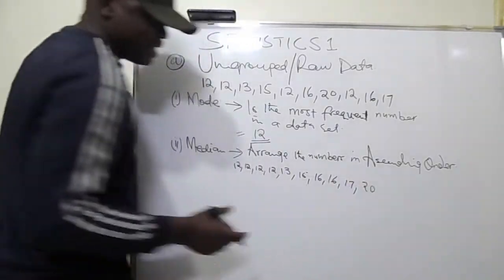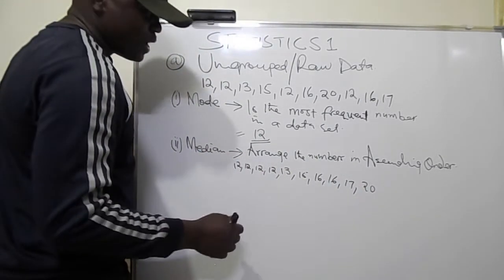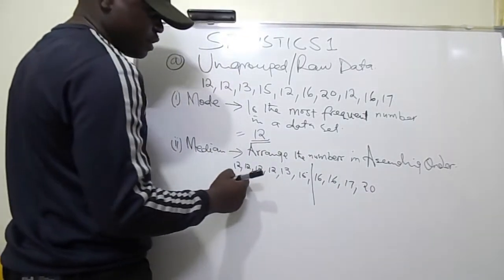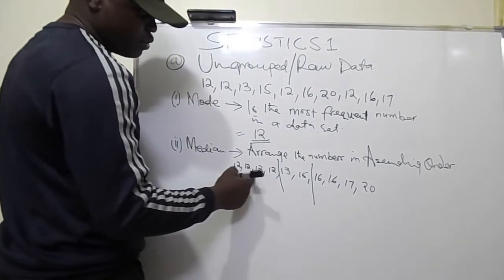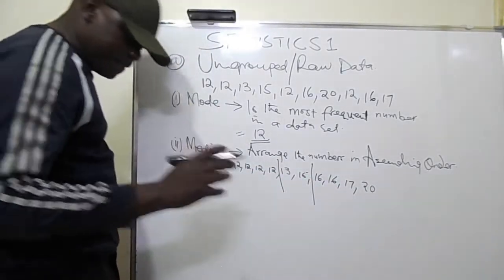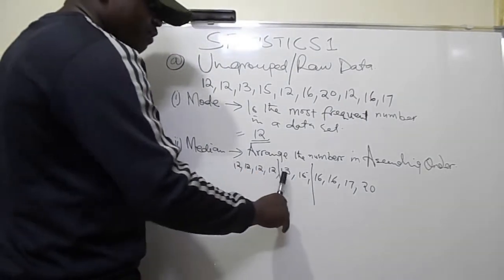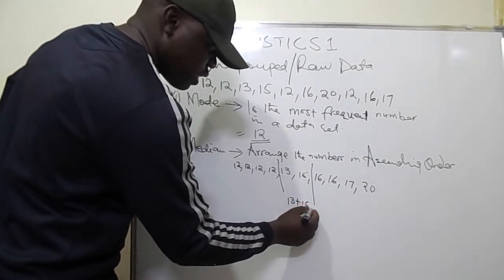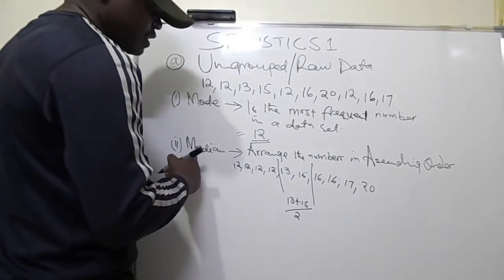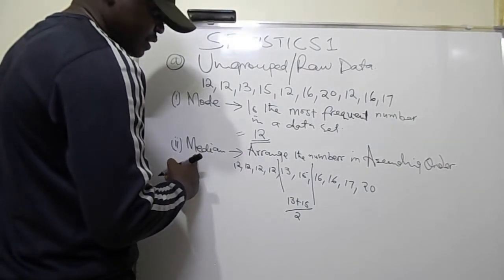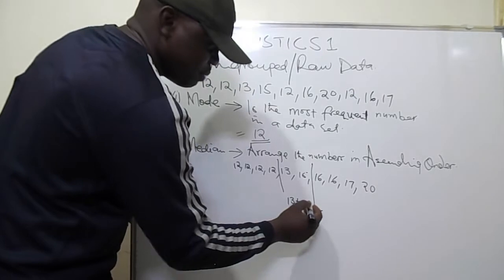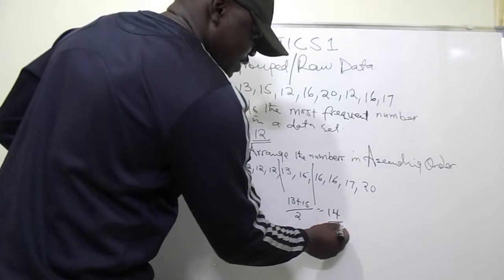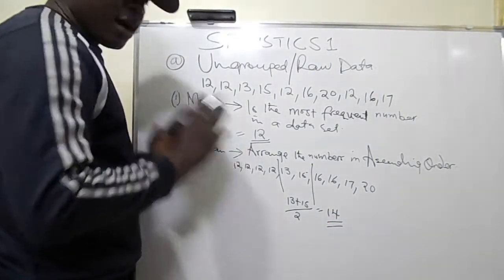After arranging them in ascending order like this, you're going to find the number in the middle. There is something I need you to note here: when we have two numbers in the middle, we add them and then divide by 2 to get the median. 13 plus 15 is 28, and then the median is 14. That is how you calculate your median.